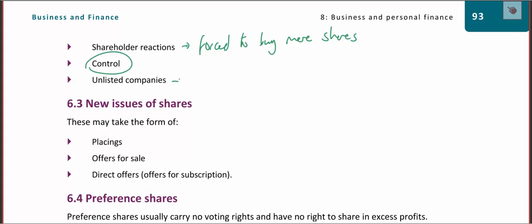And that's a particular problem for unlisted companies. So unlisted companies tend to be the smaller companies. And you'll often find there that the existing shareholders do not have sufficient funds.